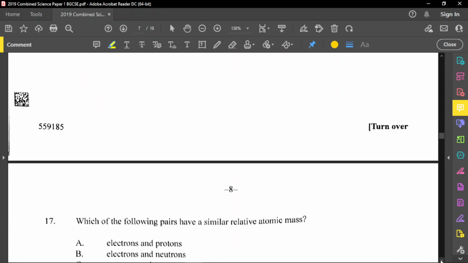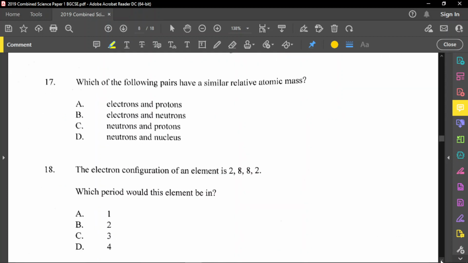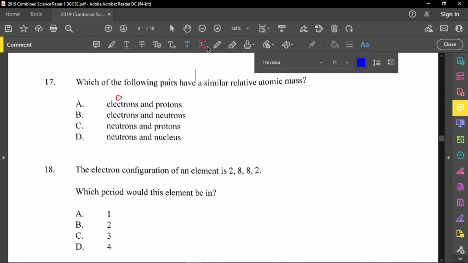Our next question here now is question number 17. It said, which of the following pairs have a similar relative atomic mass? When it says similar relative atomic mass, let's look at the particles first to decide which of them will have the same relative atomic mass. Now, electrons and protons, absolutely not, because electrons do not have a mass. They have a mass of 0. All right, technically they do have a mass, but for this examination, we're going to say it's 0. Okay. All right.